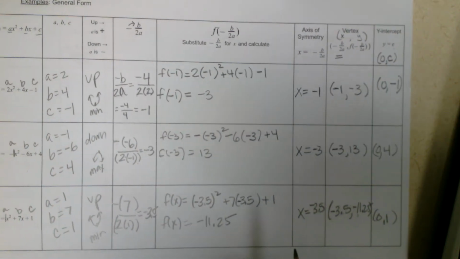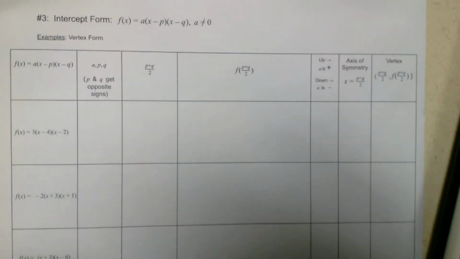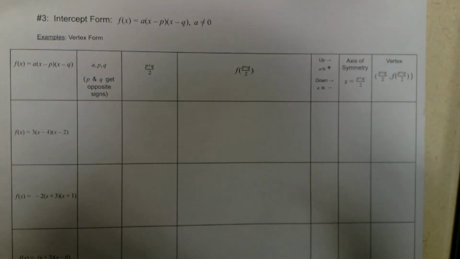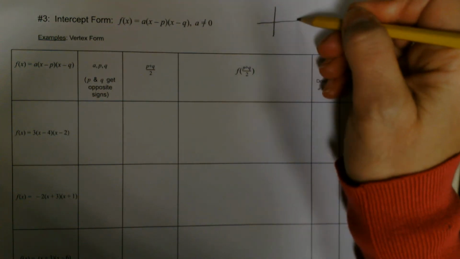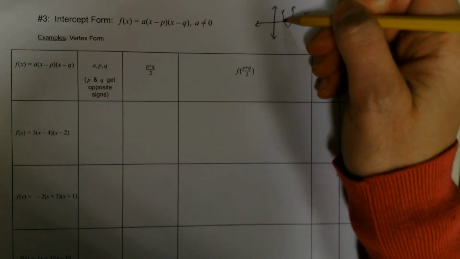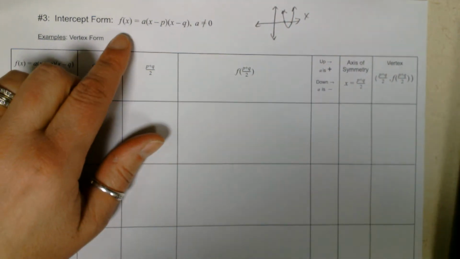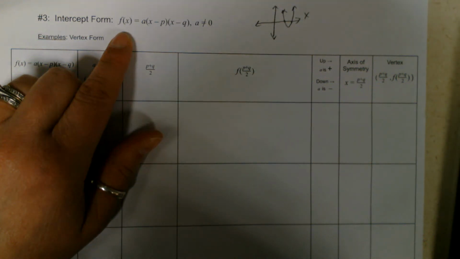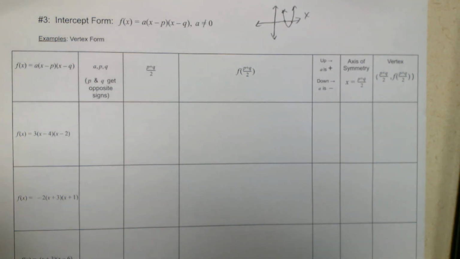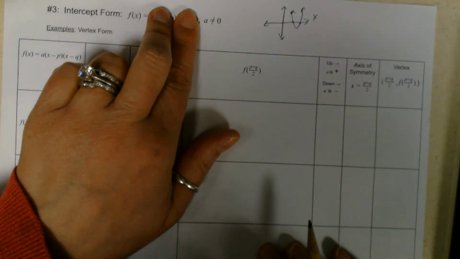And this has been general form. Our last form is going to take us to intercept form. Intercept form is exactly what it sounds like, intercepts. And it's the intercepts of the x-axis, so it's going to be crossing the x-axis somewhere. And that's what we're going to be able to find out right now. So our intercept form is f of x equals a times the quantity x minus p times the quantity x minus q. Again, a cannot be 0 because it would absolutely cancel everything out. We would have nothing on the side except for the number 0.